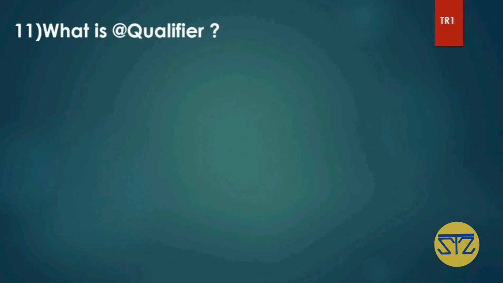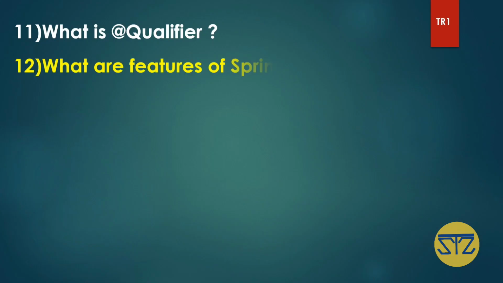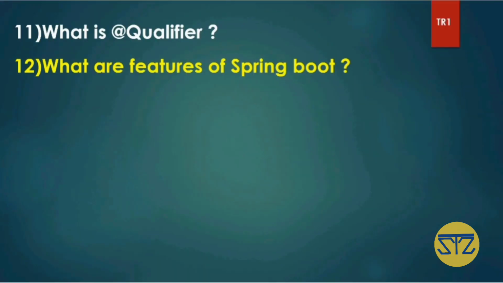So the Qualifier annotation is used to resolve the autowiring conflict when there are multiple beans of the same type. So this Qualifier annotation can be used on any class annotated with the Component annotation or on methods annotated with the Bean annotation. And also this annotation can be applied to constructor arguments or method parameters. Now the next question is what are the features of Spring Boot?